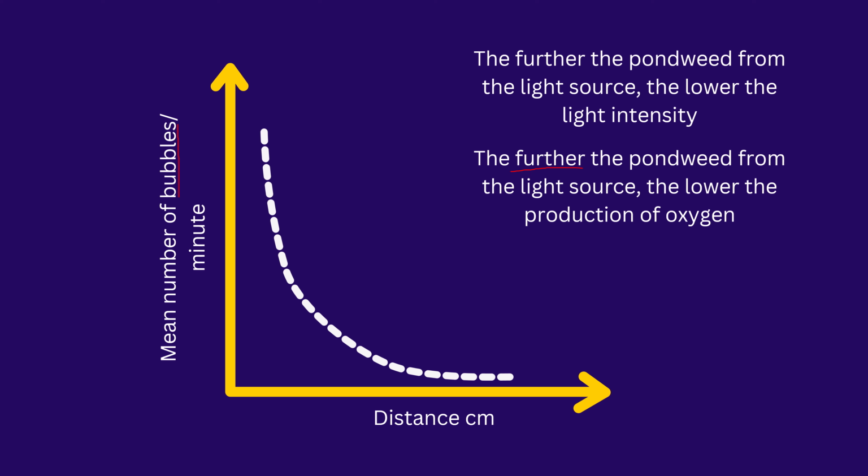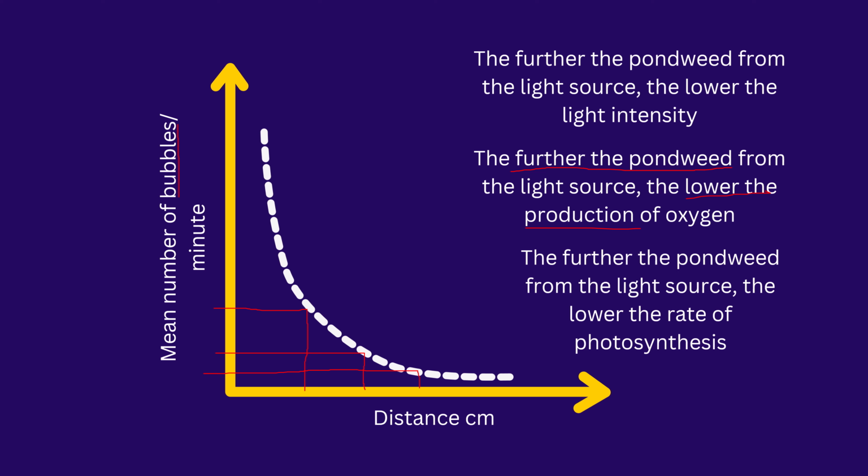It says the further the pondweed from the light source, the lower the oxygen production, right? So if we're looking at, say, this distance right here, this is the amount of bubbles that would be produced. And if we go further away from the light source, we notice that the number of bubbles decreased right there and decreased even more right there. So point number 2 is correct. The further the pondweed from the light source, the lower the production of oxygen. Last point. This means that the further the pondweed from the light source, the lower the rate of photosynthesis.